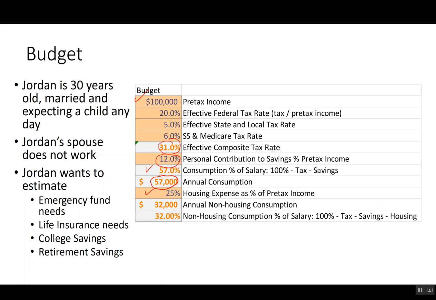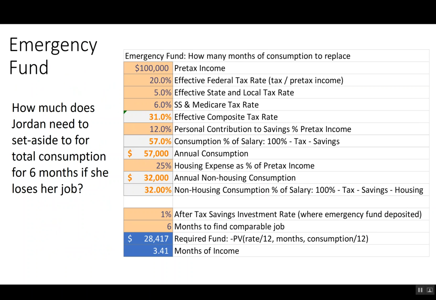Let's assume that she has housing expense of 25%, or $25,000. It's 25% of $100,000. Therefore, if I take the $57,000 and subtract $25,000 housing, Jordan is actually living on non-housing consumption of $32,000. That becomes important later when we talk about transitioning into retirement. So bottom line, she is living on $32,000 after taxes, savings, and housing.